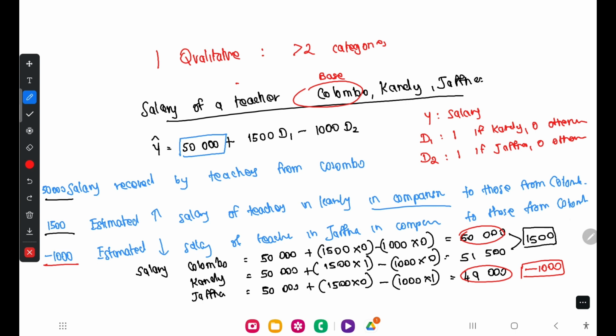Okay, so always when you are explaining or interpreting the dummy variable, you say it's an increase or a decrease of this factor in comparison to the reference category. Don't forget to add that. Alright. Now let's move on to another example.